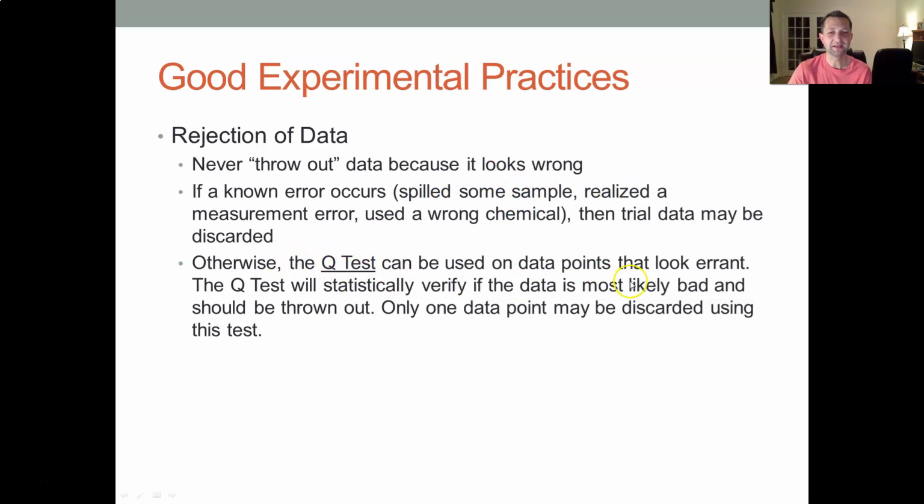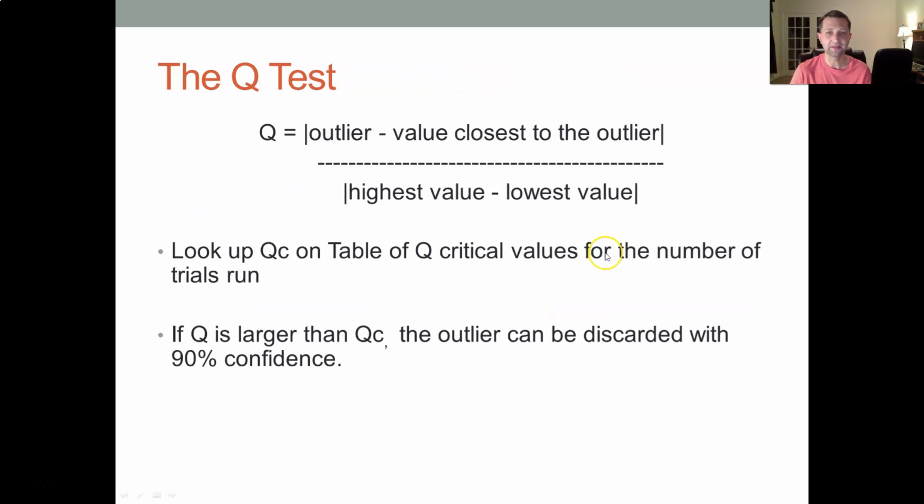So a Q-test has to be performed on a data point that looks like it's wrong. When you take statistics, you'll learn all about the Q-test. There are lots of other tests that mean various things in statistics, but we're only going to look at the Q-test very quickly. It'll statistically verify if the data point is most likely bad and should be thrown out. You can't do this for 5 data points that look bad. Okay, you can do it for 1. Only 1 data point can be discarded using this test.